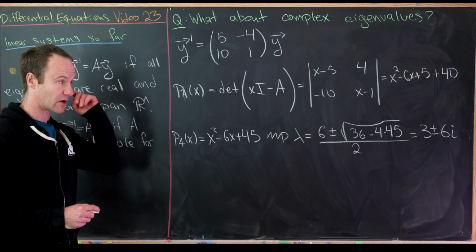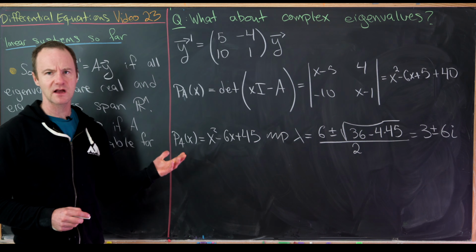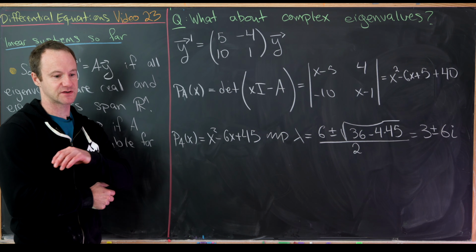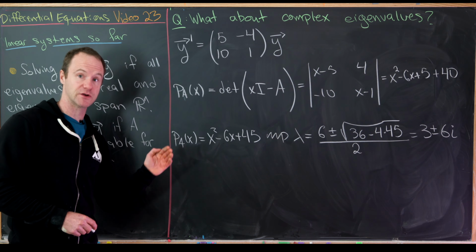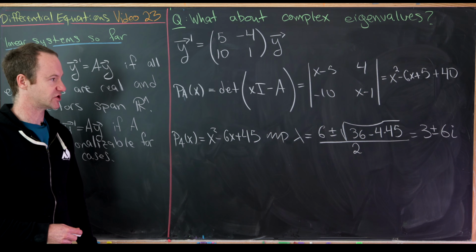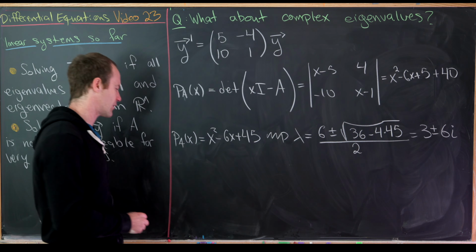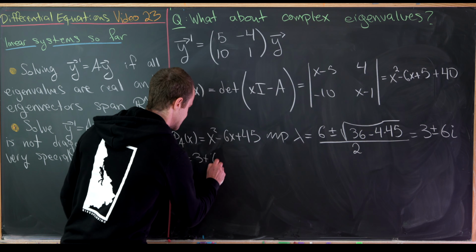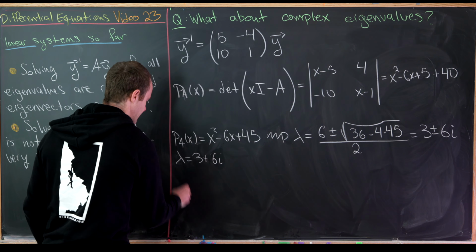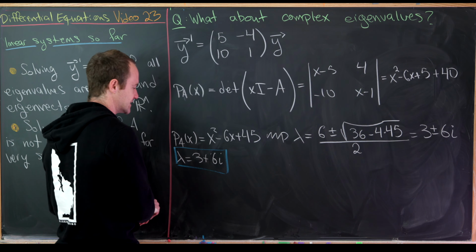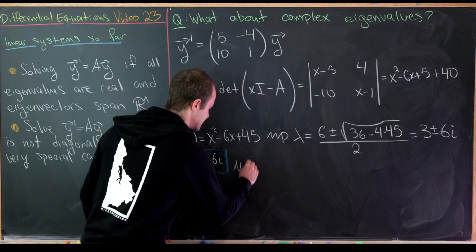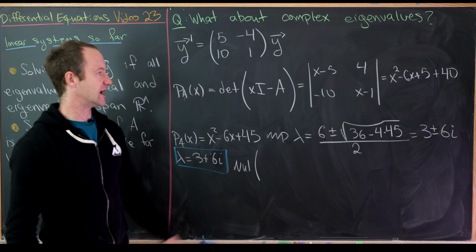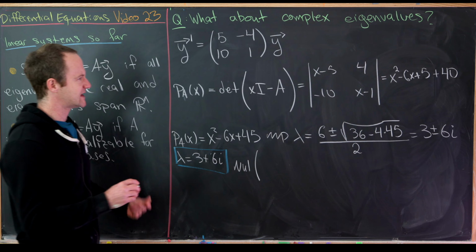From here, we'd like to calculate one of the eigenvectors. Luckily in this case, if we calculate one of the eigenvectors, we have both, because they'll also be complex conjugates of each other. So let's calculate the eigenvector corresponding to 3 plus 6i, and then we'll get the other one for free. That means we need to look at the null space of 3 plus 6i times the identity minus A. So what does that end up being?